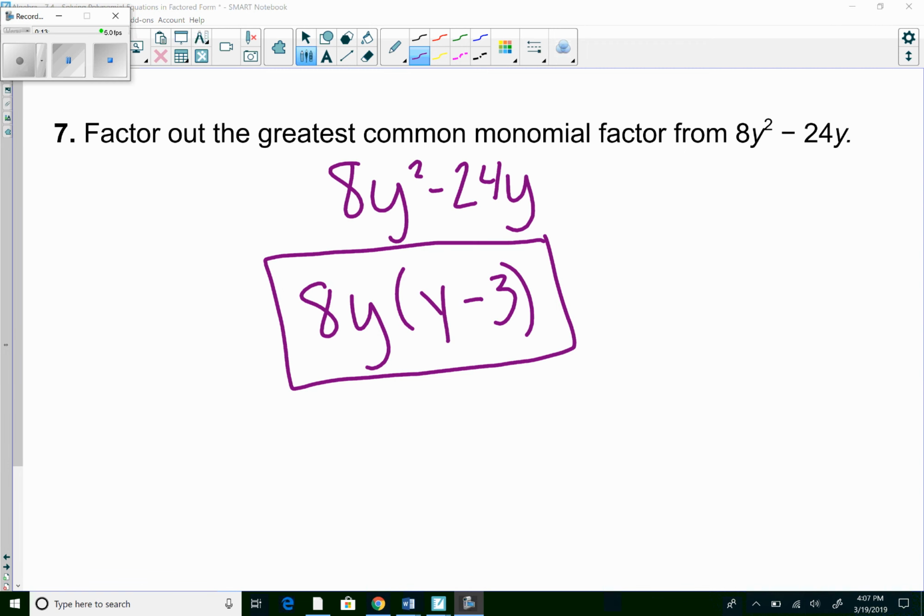All right, so there it is. If you look, you can take out a factor of 8 from both 8 and 24, and you can take out a factor of y. So that's going to leave you with y minus 3 inside the parentheses. Okay, we're almost there.